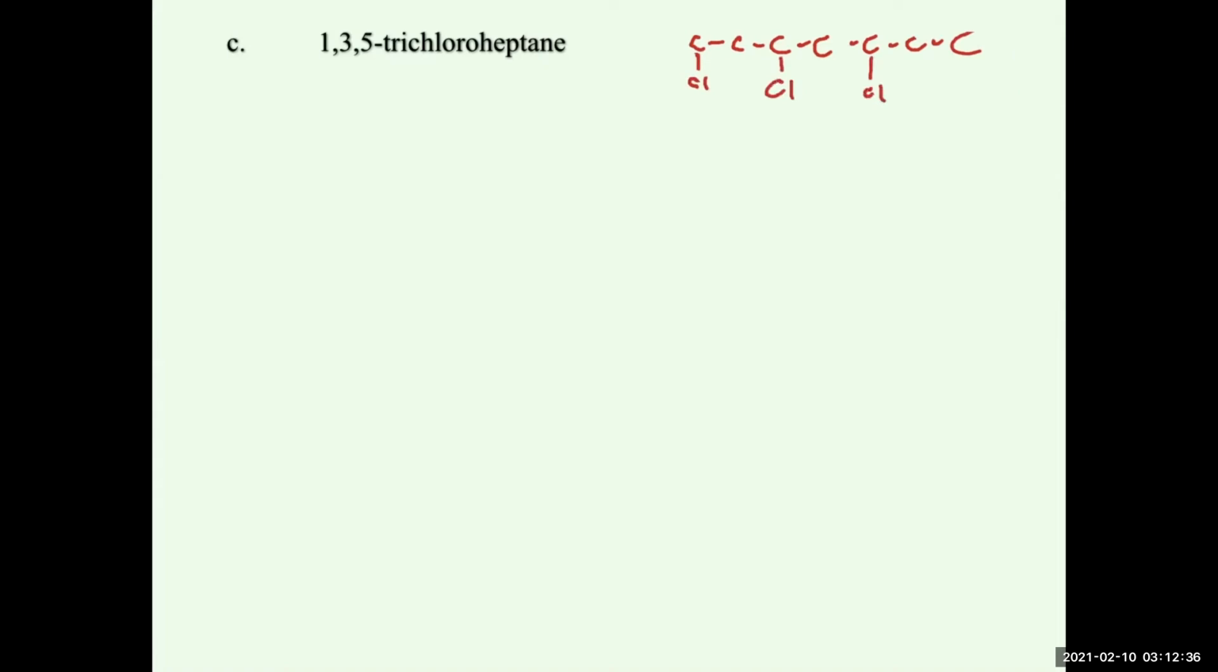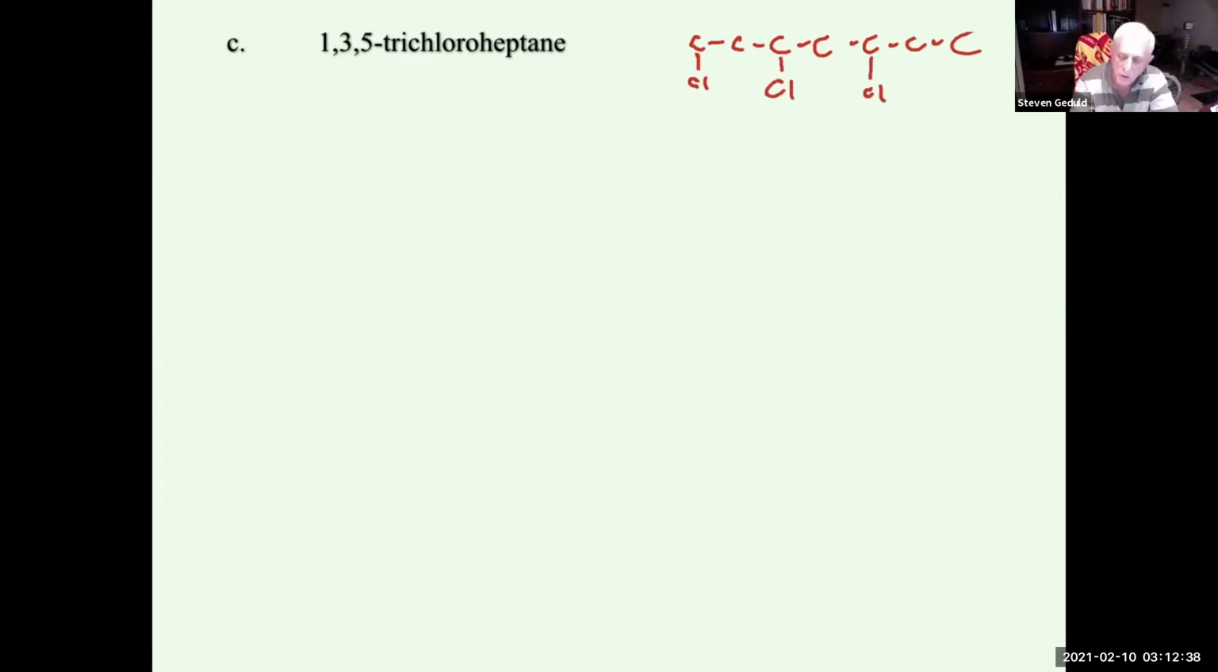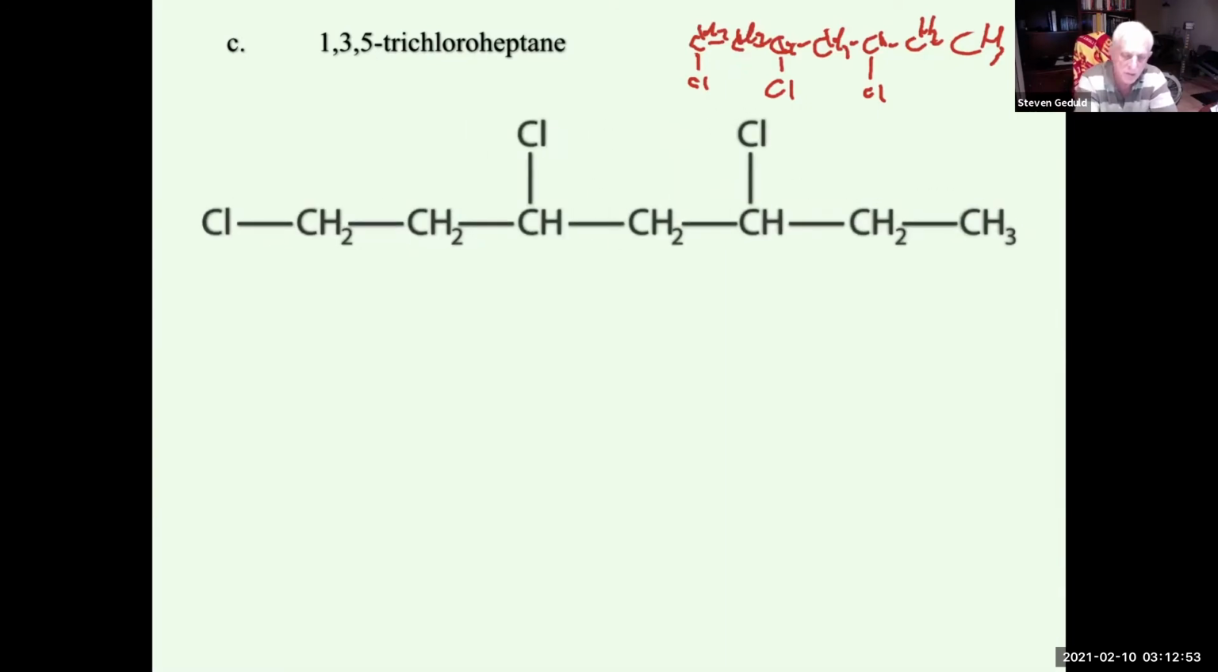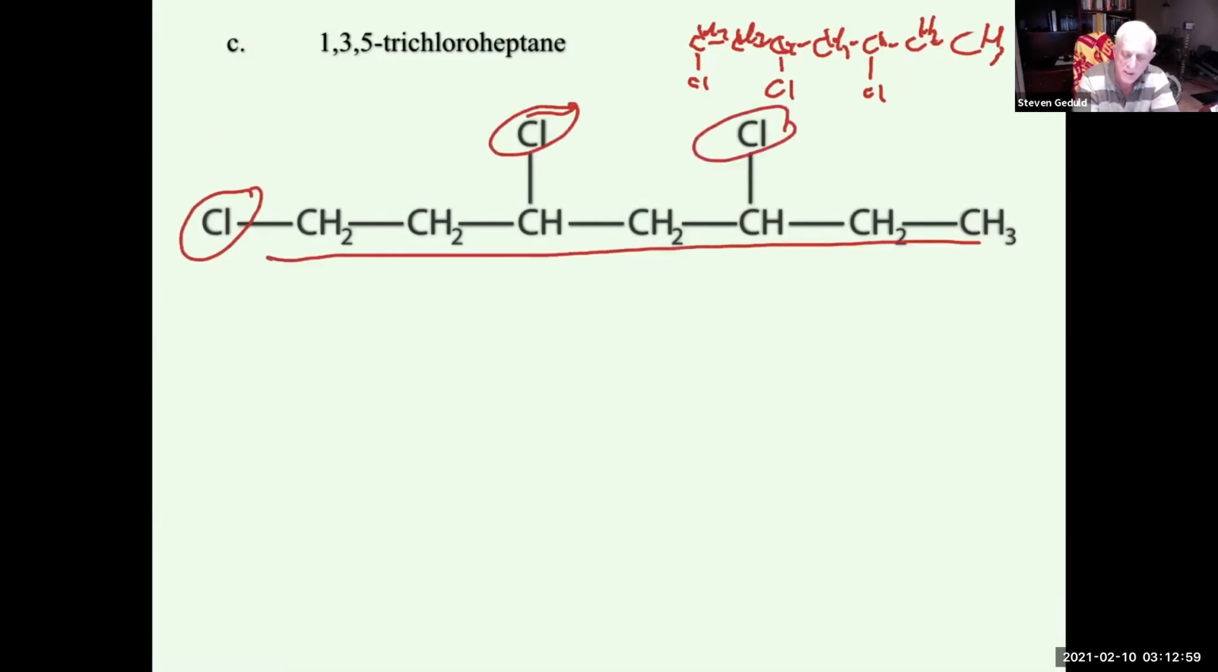Everything else is hydrogens. You can make lines, or you can put like CH3, CH2, CH, CH2, CH, CH2, CH2. I know that's not real clear, but you can write it clearer than that, just like that. You put your number 1, number 3, and number 5 chlorine groups, and it's your heptane, 7 carbons. Making sense?